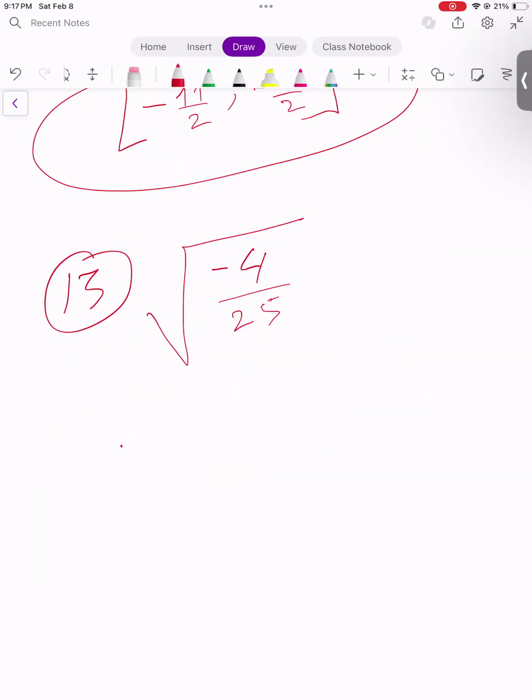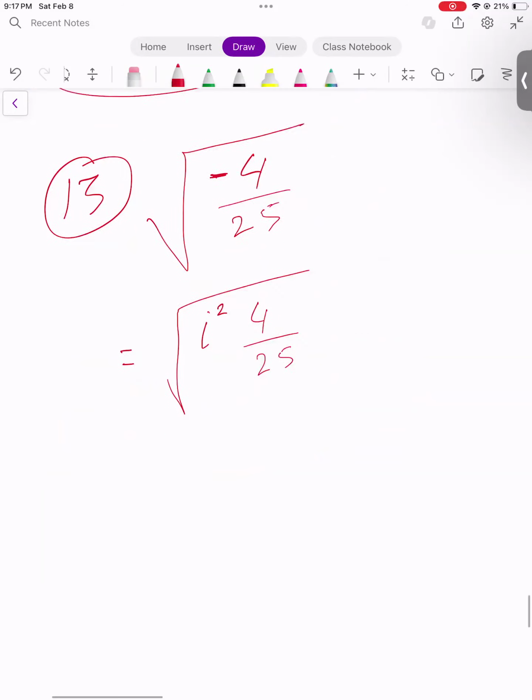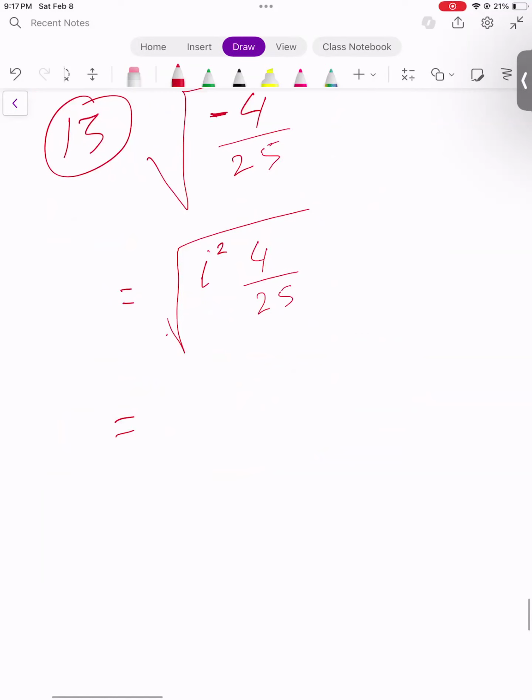We have a negative under the radical sign. For that negative sign, we replace it by i squared. Then 4 over 25. Now the square root of i squared is i, the square root of 4 is 2, the square root of 25 is 5. So this is 2 over 5 times i, and this is the final answer. I think we are done with the review.